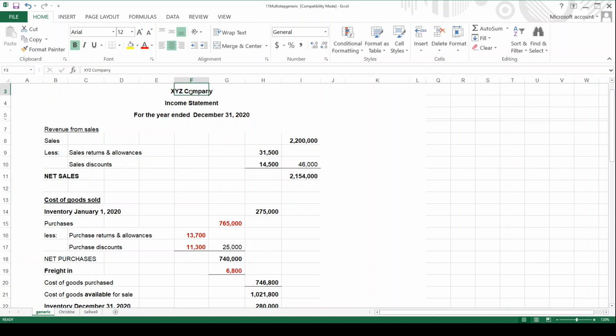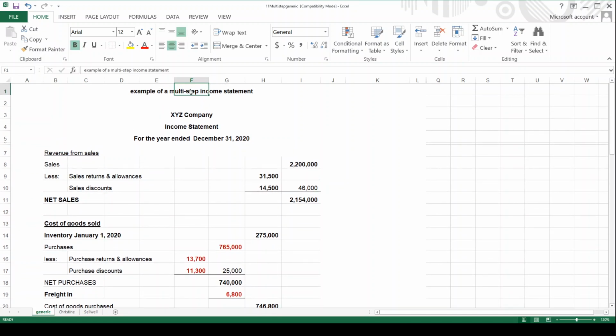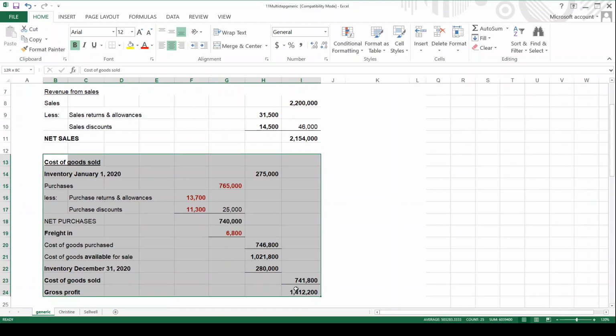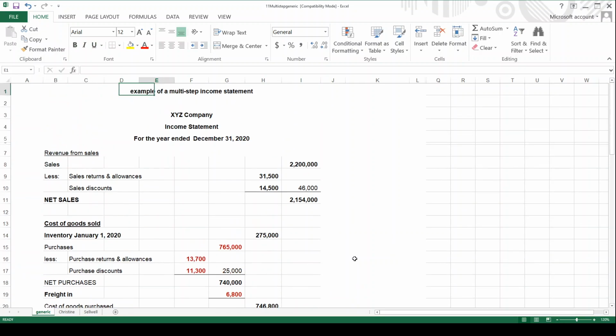So what if you used a perpetual system? Well, your income statement would look a little bit different than this, but just to give you a quick idea, this whole section would be condensed down into one number, cost of goods sold, $741,800. And we'll get to that as we go forward into the inventory chapters. But for now, there it is, multi-step income statement for a company that uses the periodic inventory system.